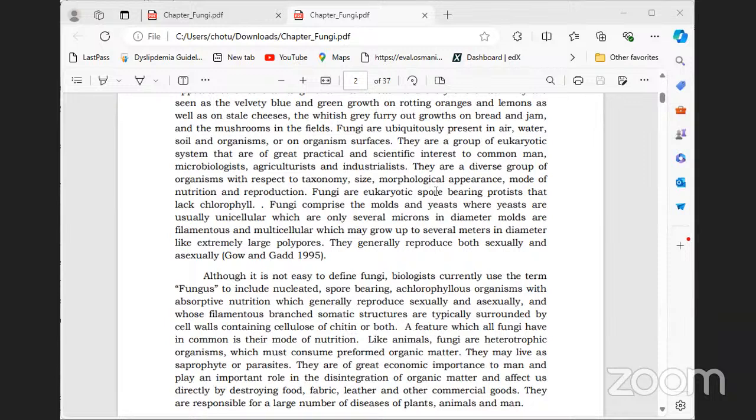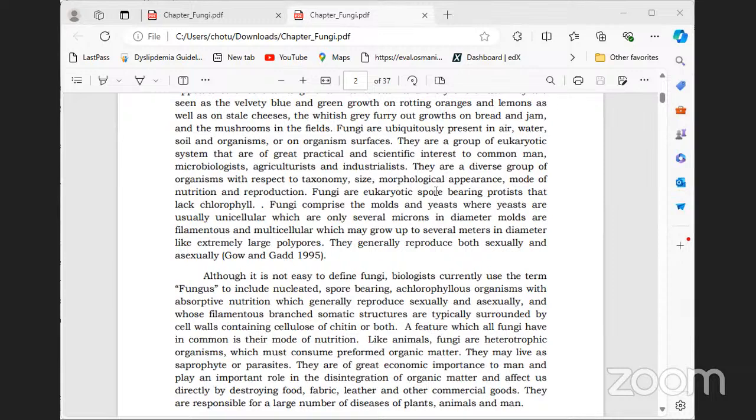Okay. Before that, first, the general account of fungi. What is the main general account of the fungi? How many fungi are related to the thallus structure? These are the things we will discuss.